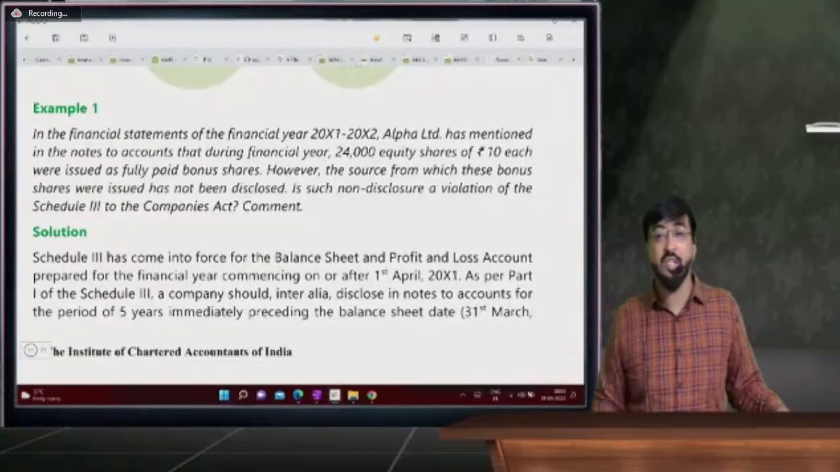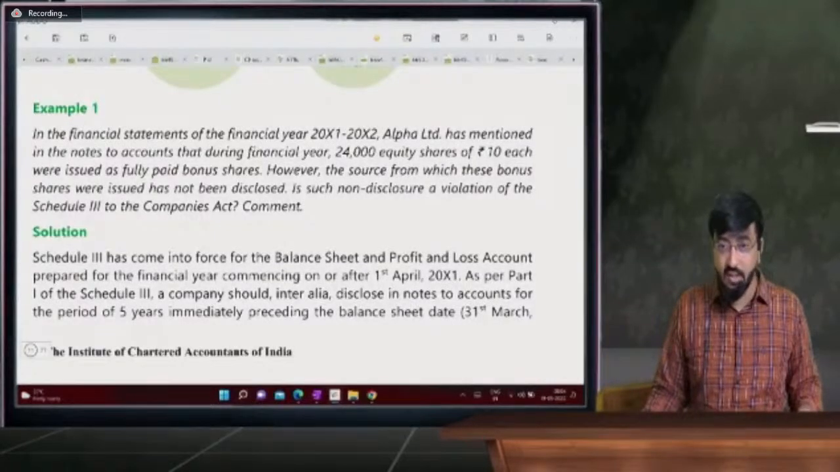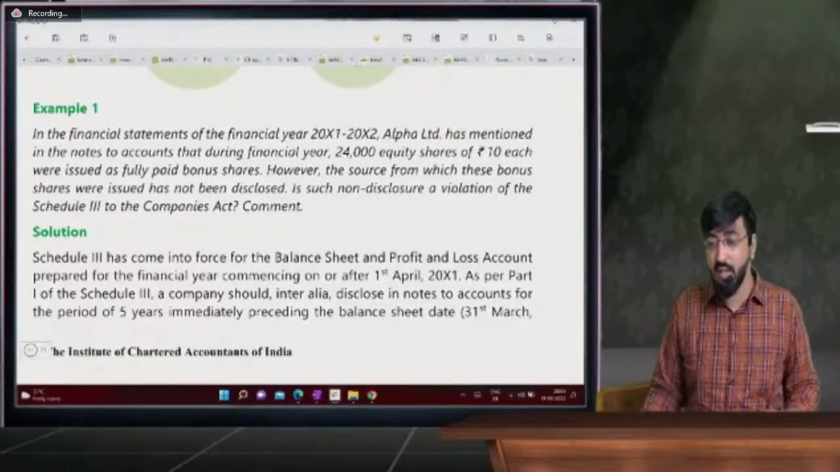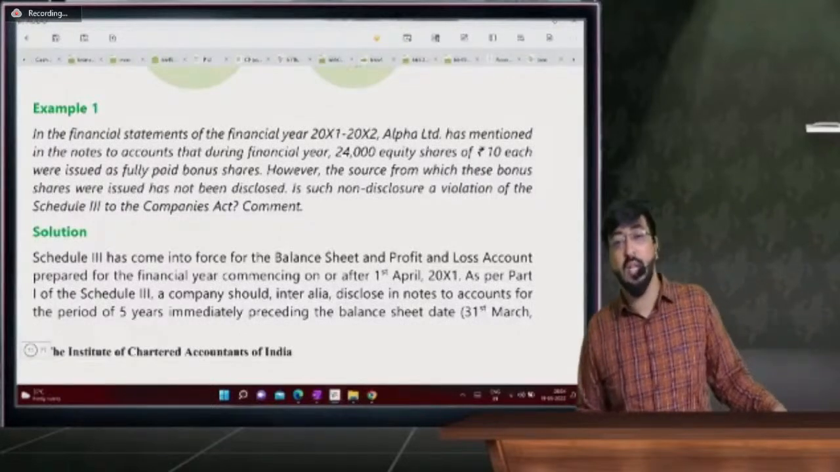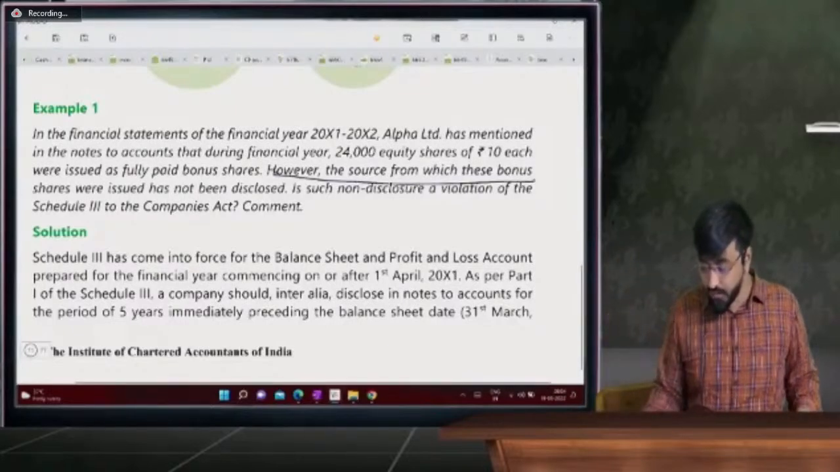In the financial statements of the financial year 2001-2, Alpha Limited has mentioned in the notes to accounts that during the financial year, 24,000 equity shares of each were fully paid up as bonus shares. However, the source from which the bonus shares were issued is not declared.